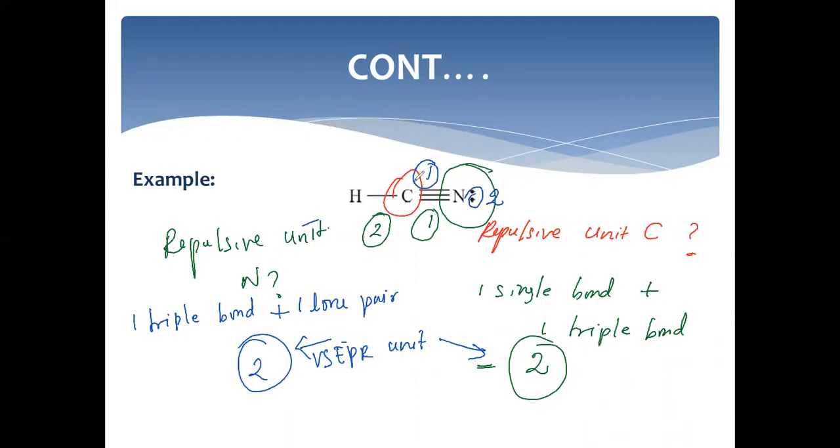Again, I'm just recalling. Look here, carbon has one single bond and another triple bond. Though it's single, double or triple, we say that is one VSEPR unit, or repulsive unit. Therefore, your carbon has 2 repulsive units. As well, check your nitrogen. Nitrogen has one triple bond as well as one lone pair, and that should be a pair of electrons, not the number of electrons. Here it has 2 VSEPR units. You should be able to understand.